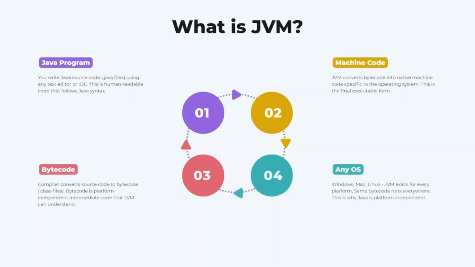Now let us see what is JVM. JVM stands for Java Virtual Machine. It is the most important part of Java architecture. JVM is responsible for executing Java bytecode and converting it into machine-understandable instructions. It acts as a bridge between Java programs and the operating system. Because of JVM, Java becomes platform independent.